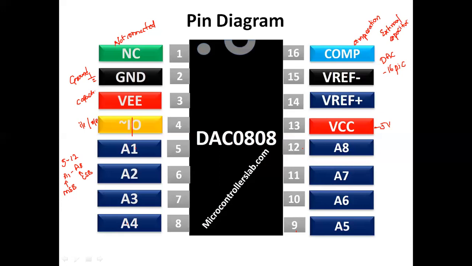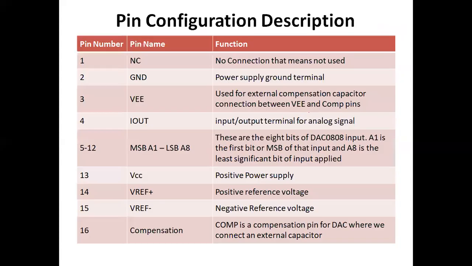So these are the pins that we have in the 0808 DAC. Here the description of all the pins is given below. NC means no connection, that means this pin is not used. Next one is the ground pin, which is given to the ground. VEE is the external compensation capacitor.